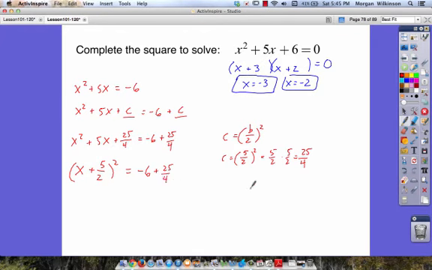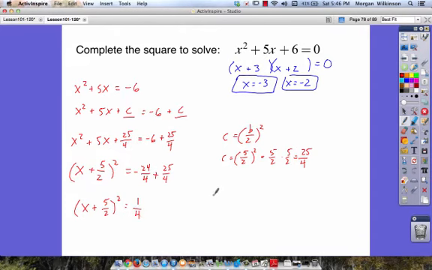Well, I'd rather not write it like that, because we're adding fractions. So instead of writing negative 6, I'm going to write negative 24 fourths, because that's the same as negative 6. So when we solve this, we're going to get x plus 5 over 2 squared is going to be equal to 1/4.